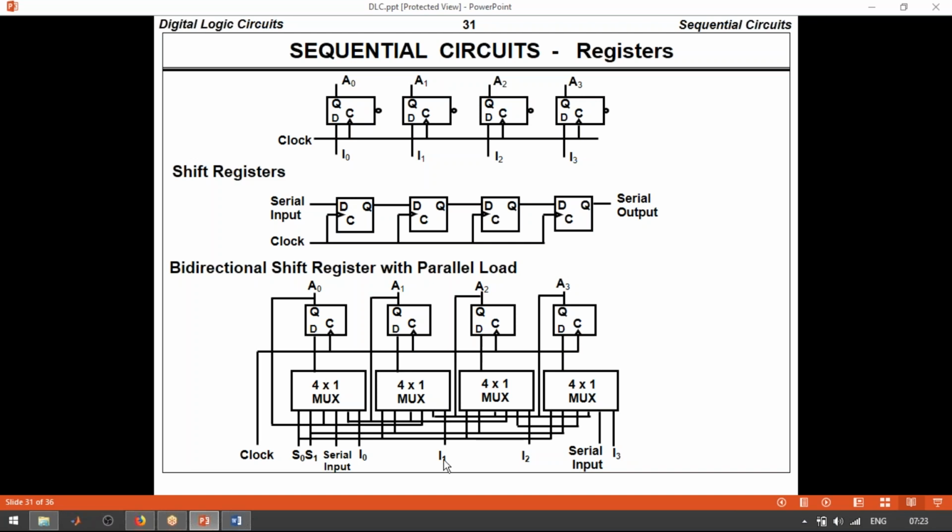So if I give input on the I0 side, in the case of 0 0, automatically that value will be shifted to the right side. That means right shift is performed based on the clock pulse we give. And if the input is given at this side, then it is left shifted for the 1 0 condition. For the 1 1 condition, we give the inputs in parallel to all these 4 flip flops.